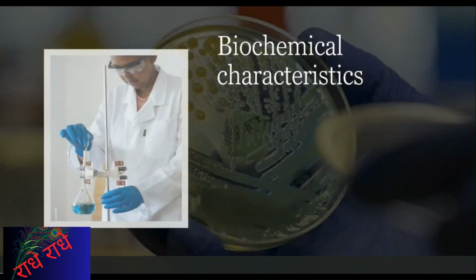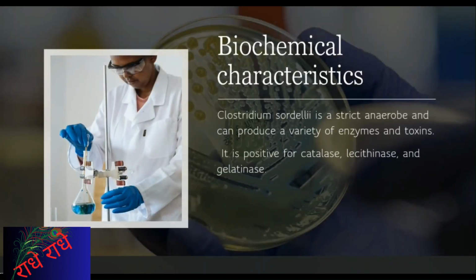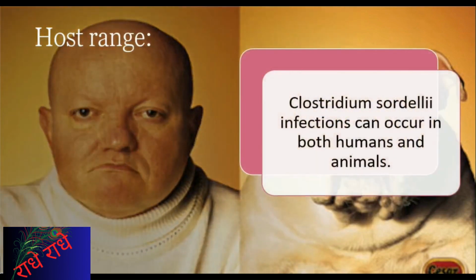Clostridium sordellii is a strict anaerobic bacteria found in soil and water. It is known for its ability to produce a variety of enzymes and toxins. It tests positive for catalase, lecithinase, and gelatinase. It is an important microorganism to study due to its capability to produce various enzymes and toxins. Infections can occur in both humans and animals.